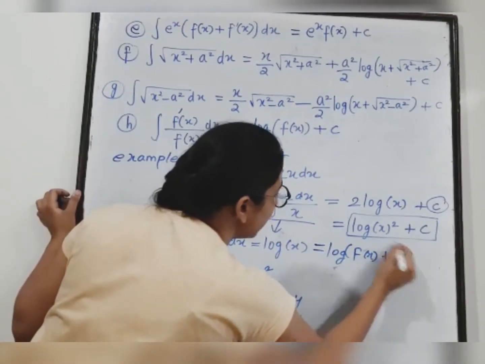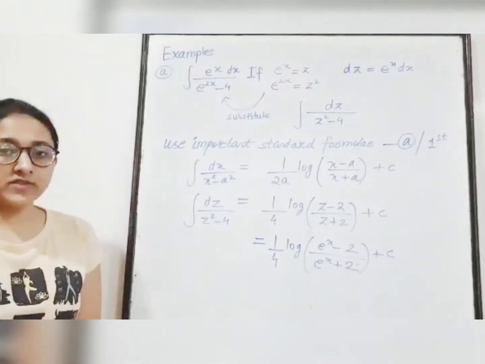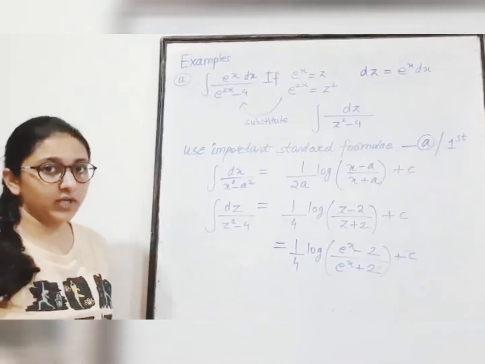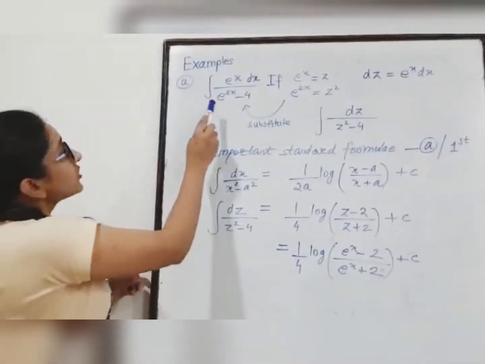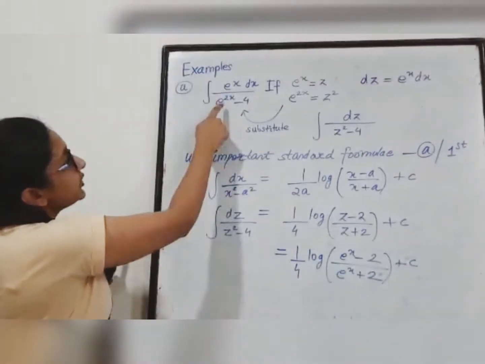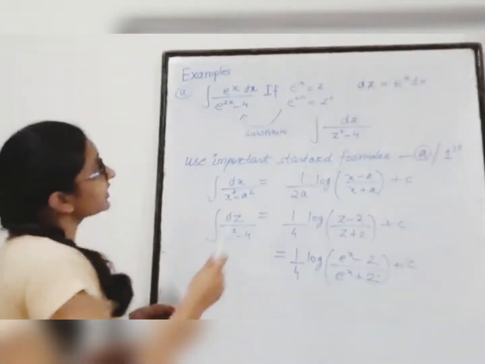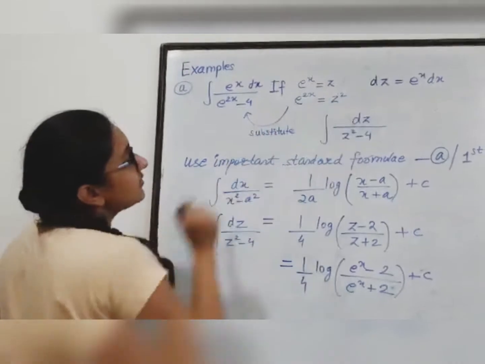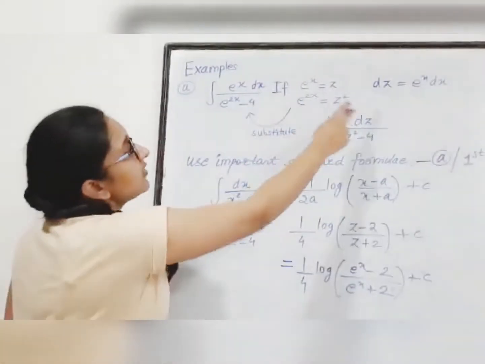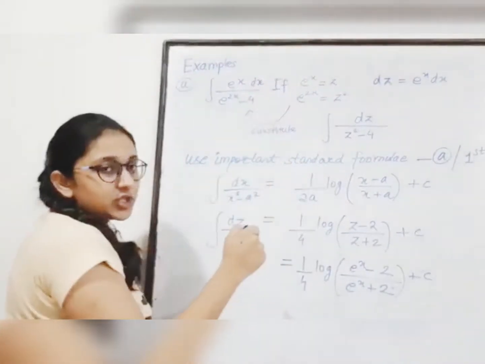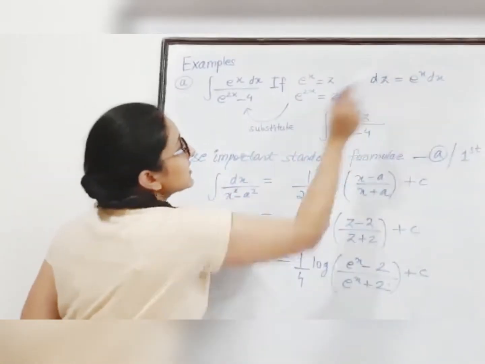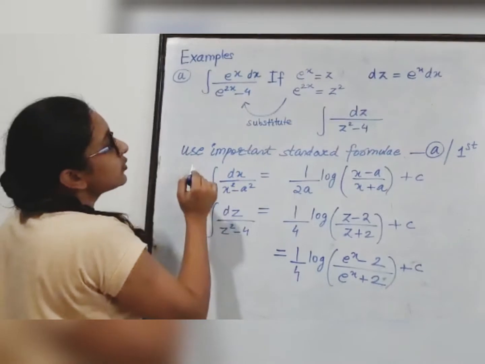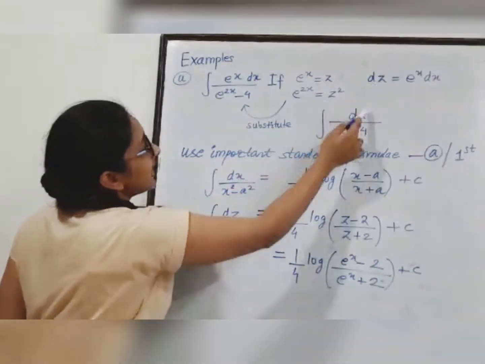Now let's solve some examples which will be based on the 8 important standard formulae. The question is e to the power x divided by e to the power 2x minus 4. If I substitute e to the power x as z, then dz, the differentiation of z, will be, we know e to the power x function's differentiation is the function itself, so e to the power x dx. Now we can see e to the power x dx is here in the numerator, so substitute the numerator as dz.